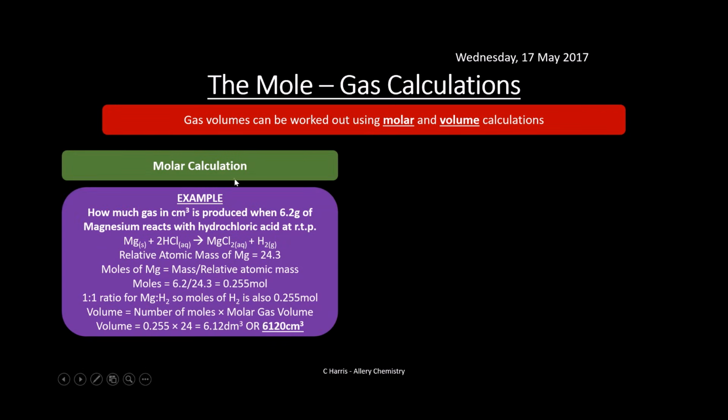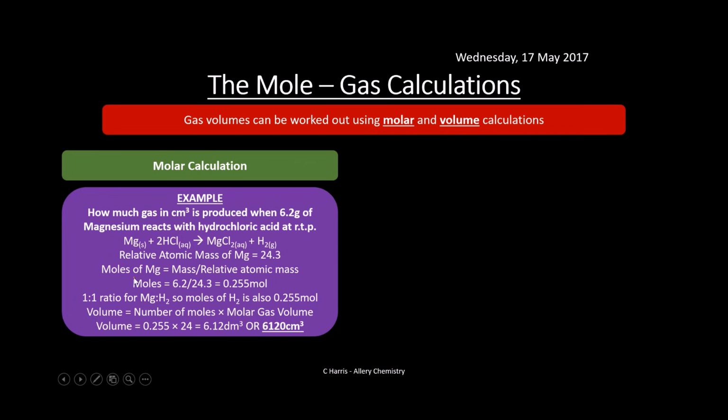So you can see here's a molar calculation. For example, how much gas in centimeters cubed is produced when 6.2 grams of magnesium reacts with hydrochloric acid at room temperature and pressure? That's important because we're going to be using 24. Here's the equation: magnesium plus HCl forms magnesium chloride and hydrogen. That's your salt and that's hydrogen gas. What we have to do is work out the relative atomic mass of magnesium first. It's 24.3, so use the periodic table for that.